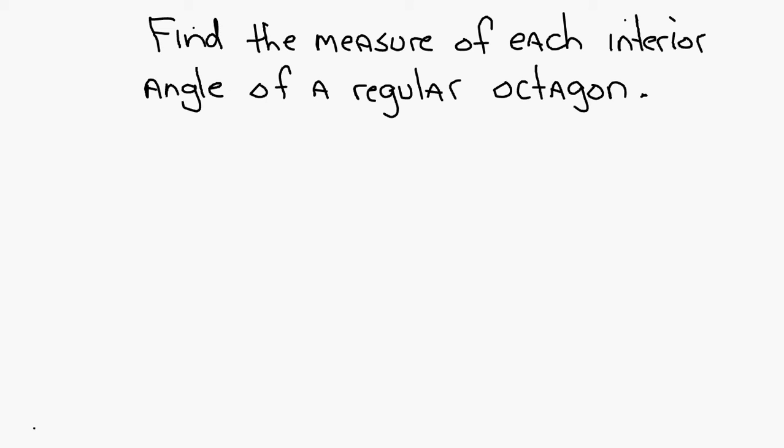Okay, so when you have to find the measure of each interior angle, you're going to find the sum of the angles, and then you're going to divide it by the number of angles that there would be. The number of angles is going to be the same as the number of sides. So in this case, to find the measure of each interior angle of a regular octagon, the regular octagon has 8 sides, so you take 8 minus 2, and you multiply it by 180. And then you divide that by 8, and that gives you each angle.